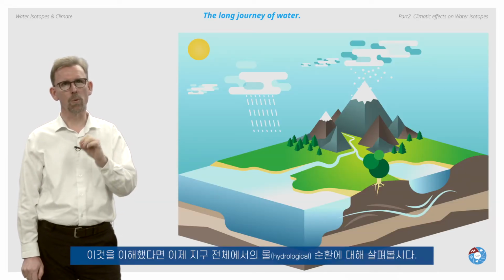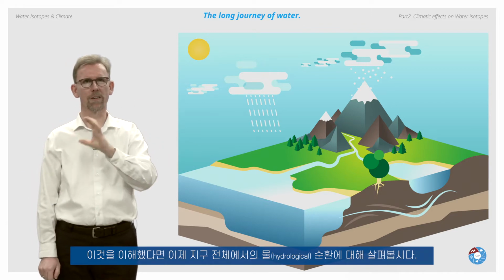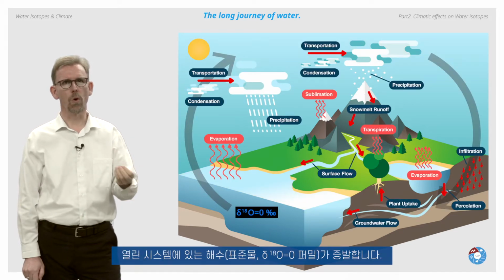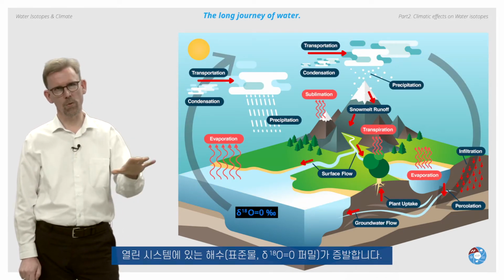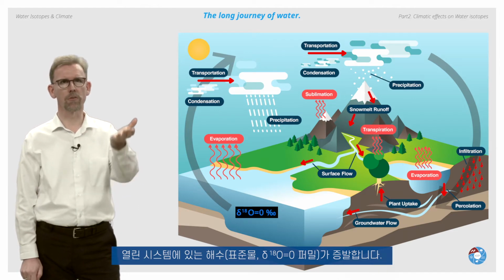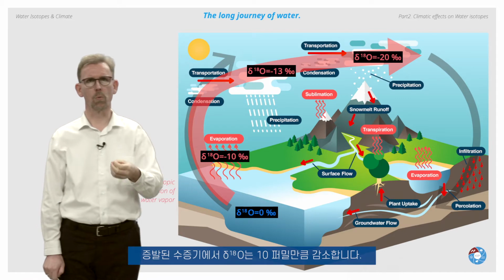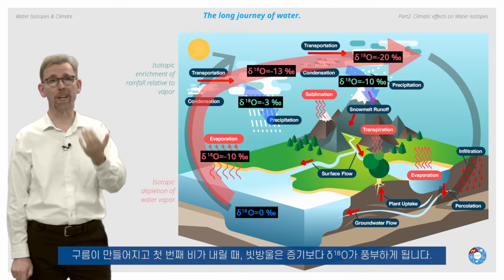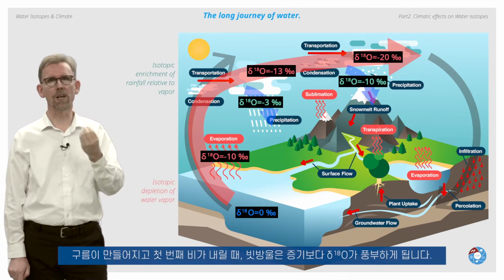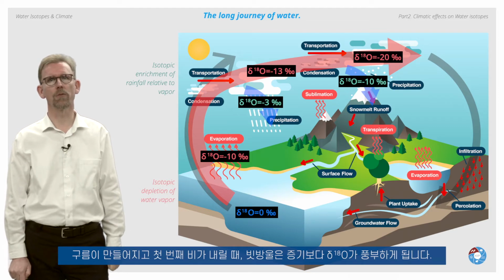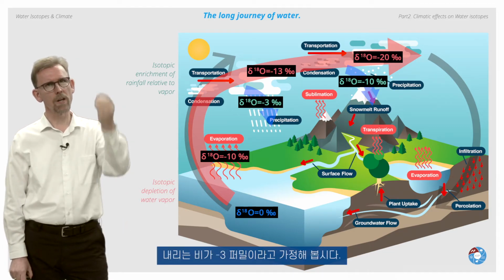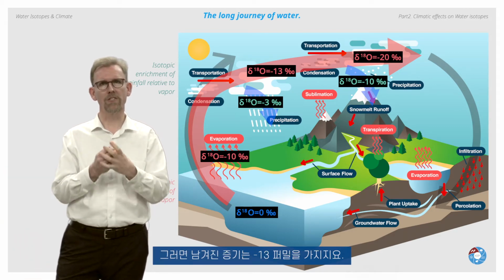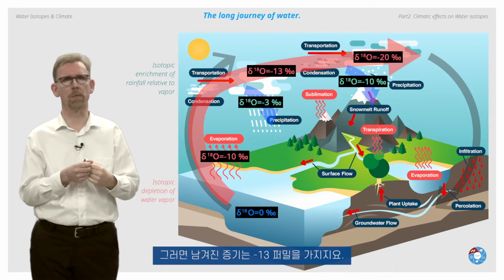Understanding this, we can now go to the global water cycle, or people also call it the hydrological cycle. Ocean water with 0 per mil delta 18O, standard water, evaporates in an open system. The water vapor will be depleted by 10 per mil. Clouds form and the first rain falls, with raindrops enriched in delta 18O relative to the vapor. Let's say rain falls with -3 per mil, then the remaining vapor attains a value of -13 per mil.